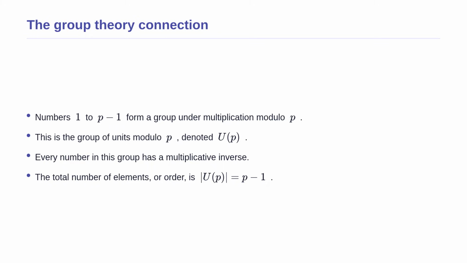Because p is prime, every number in this set has a multiplicative inverse, meaning you can always multiply it by something to get back to 1. We call this the group of units modulo p. The total number of elements inside this group, which we call its order, is exactly p minus 1.